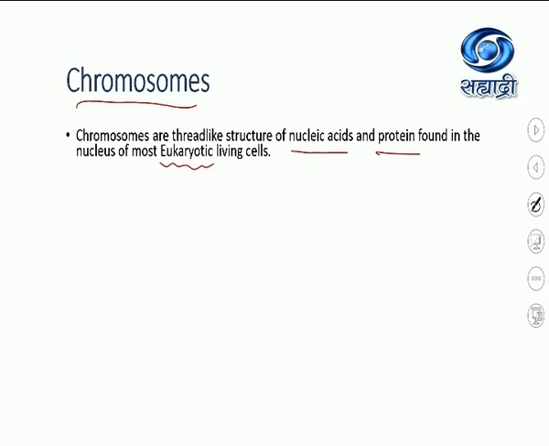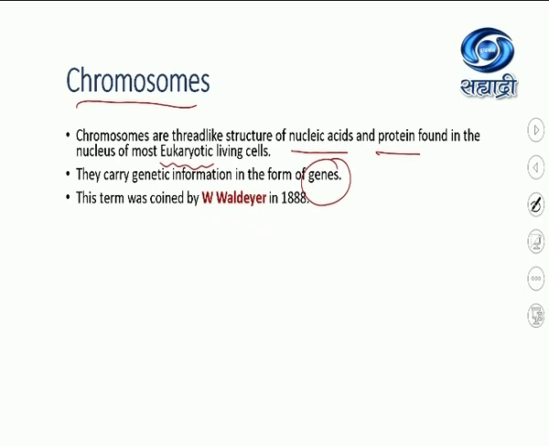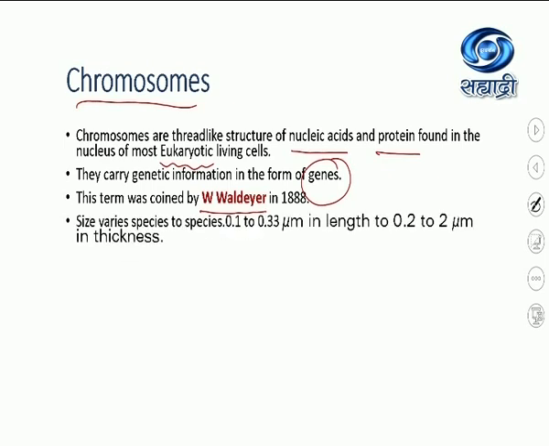Eukaryotic cells have a well-defined nucleus. What do they carry? They carry genetic information in the form of genes. The term was coined by W. Waldeyer. Very important, learn it by heart again and again, it can be asked as an MCQ. So the term chromosome was coined by W. Waldeyer in 1888.